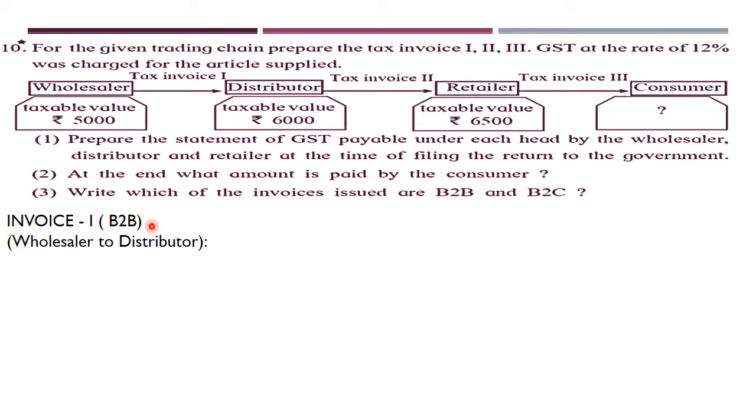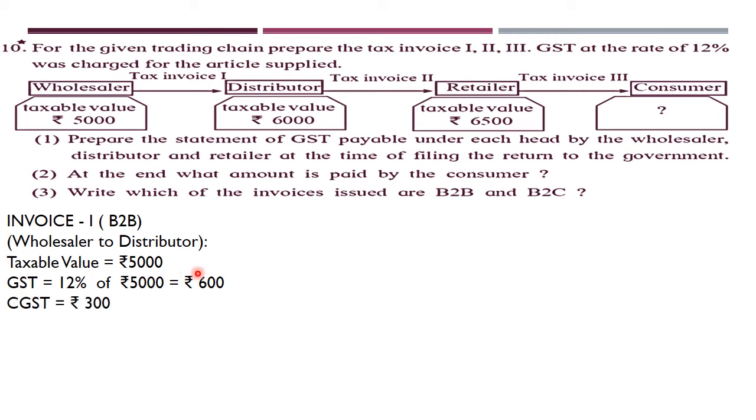Wholesaler to distributor. So here the taxable value is rupees 5,000. GST is 12%. Rate of GST is 12%. So GST will be 12% of 5,000, and that is rupees 600. CGST will be half, 300, and half of it will be SGST, that is 300. So these are the details regarding invoice 1, which is business to business invoice. So total amount is 5,000 plus 600, that is 5,600. Next, GST payable is rupees 600 here.